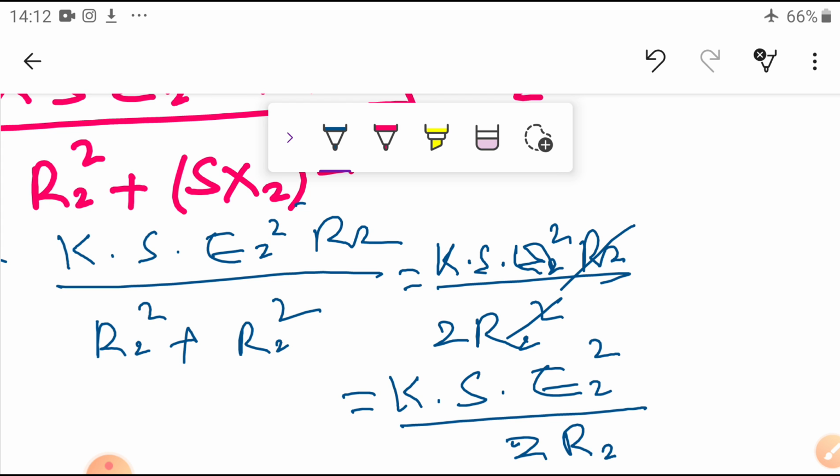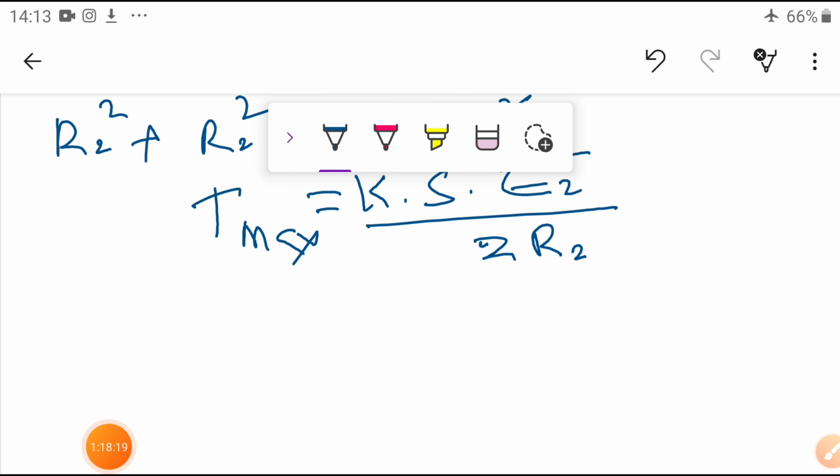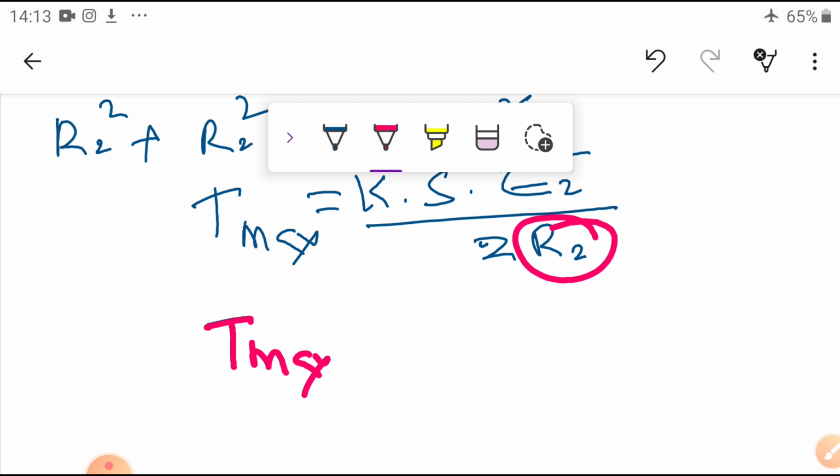So, that means the condition maximum torque, I am going to get that final equation: K into E2 square by 2 R2. So, in terms of R2, this is the one equation, this is the T max. Similarly, I can get it in terms of x2 also.